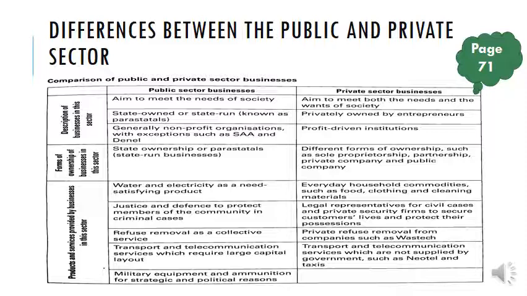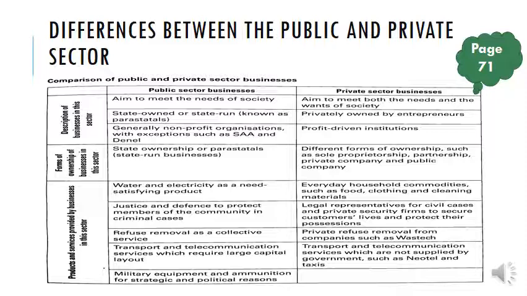Now, the products and services provided by the public sector. Water and electricity as need-satisfying products. Justice and defense to protect members of the community in criminal cases. Refuse removal as a collective service, transport and telecommunication services which require large capital outlay, and then military equipment and ammunition for strategic and political reasons. So as you can see, these are all things that the state provides for us.